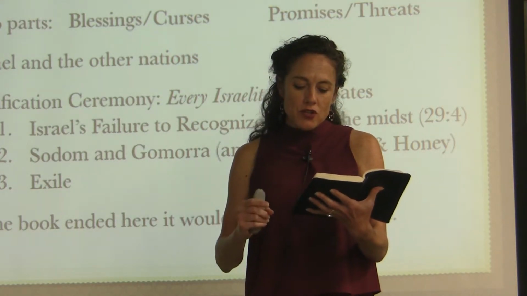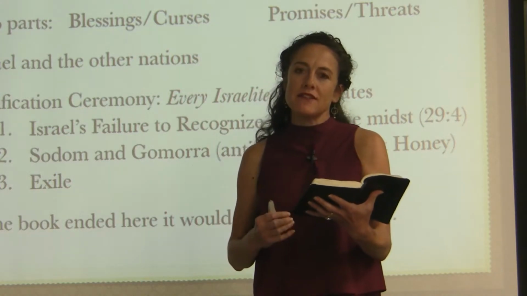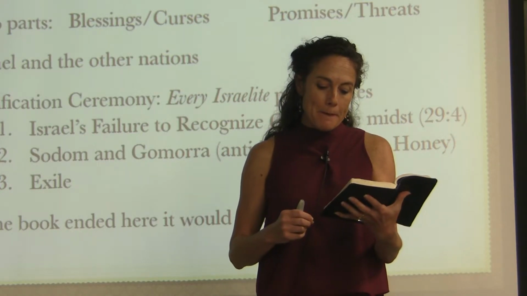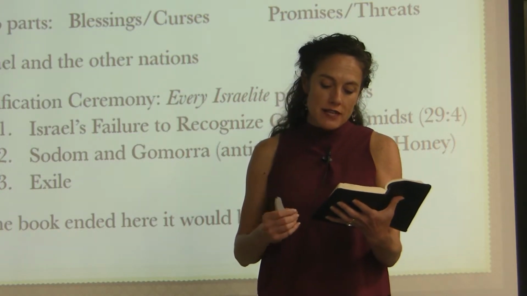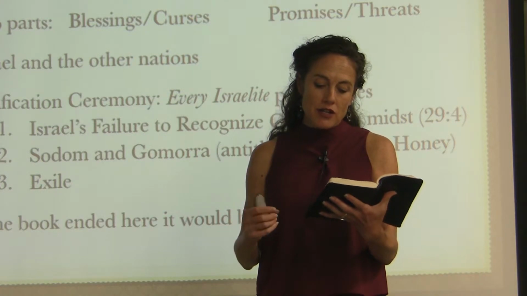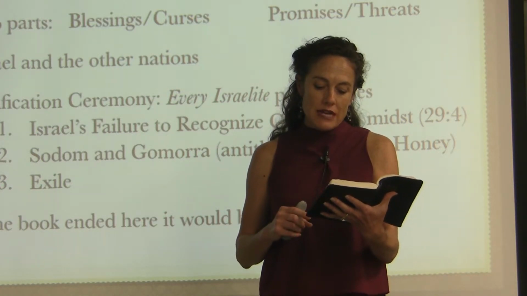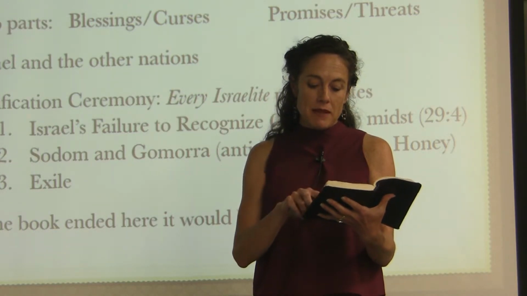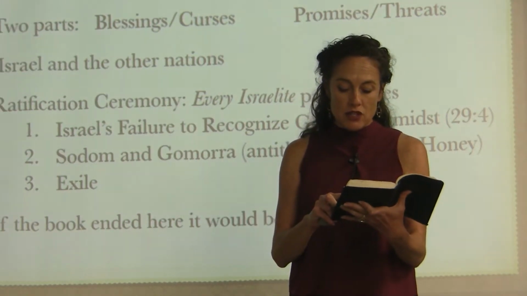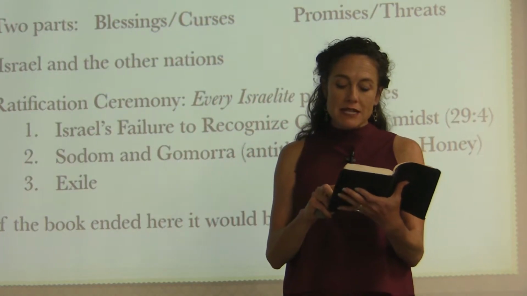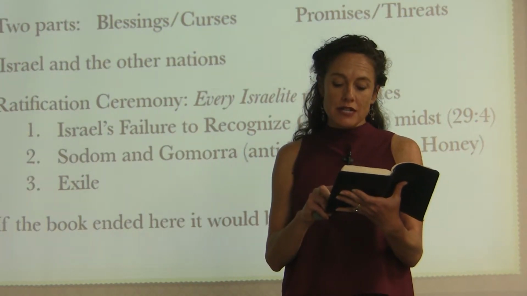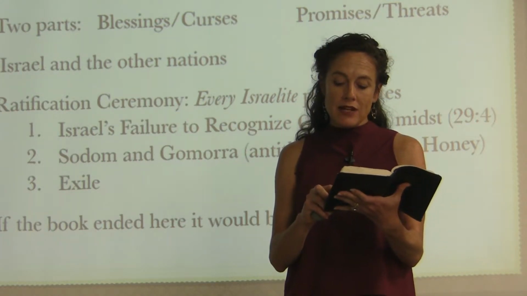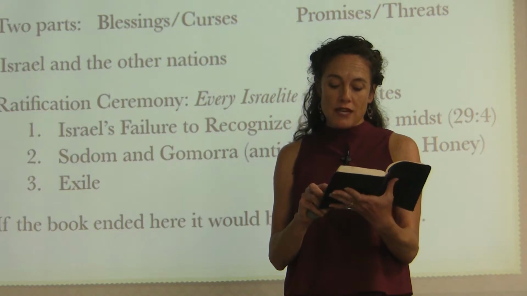As we start to, I'll read a little bit at the very end of chapter 28, and then we'll move into chapter 29. In verse 45, it says, "So all these curses shall come on you and pursue you and overtake you until you are destroyed, because you would not obey the Lord your God by keeping his commands and his statutes, which he commanded you. They shall become a sign and a wonder on you and your descendants forever, because you did not serve the Lord your God with joy and with a glad heart, for the abundance of all things.